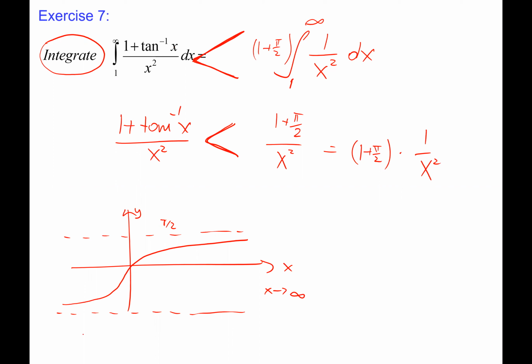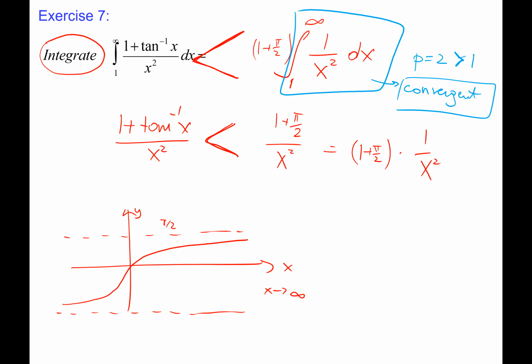Now let's look at our knowledge. This improper integral is our p-value case. x is taken to the power of p, 2 is greater than 1. This integral is convergent. Multiplying by a number doesn't change the convergence, of course. Convergent. And then everything that is smaller is convergent too. Because this is convergent, meaning a finite number, something smaller than a finite number must be another finite number. This integral is convergent by the comparison theorem.